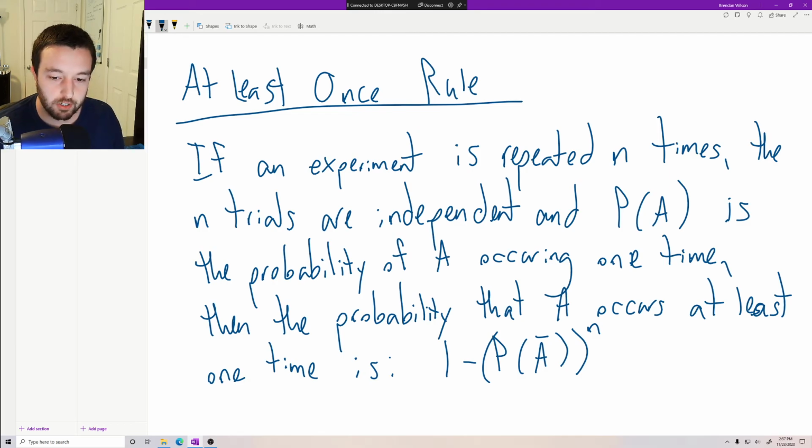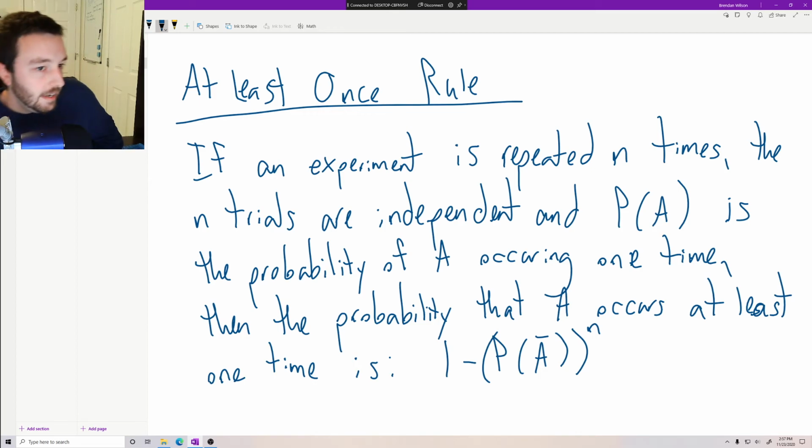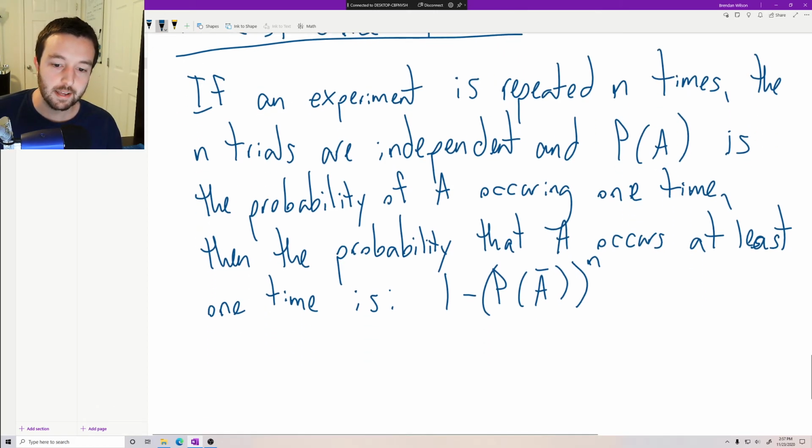So it's a little bit strange. There's a few things you have to do here. First of all, this is assuming you know the probability of A. First, you have to find the probability of A complement, which remember is 1 minus the probability of A. Then you have to take that and raise it to the n power, meaning you make the exponent however many times you're doing the trial. Then you're doing 1 minus that.